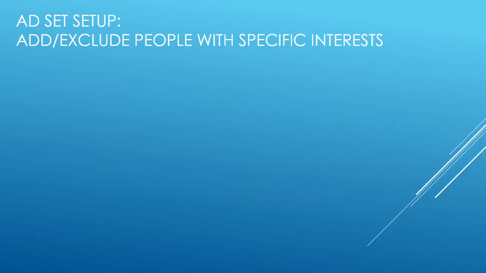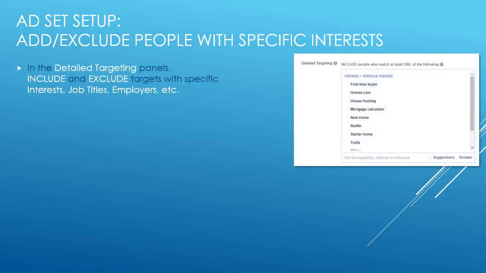Continuing on with the targeting, we're going to want to add and exclude people with specific interests and so forth. So in the detailed targeting panels, you can include and exclude targets with specific interests or job titles or employers, etc. In this case, I'm just working with interests first.